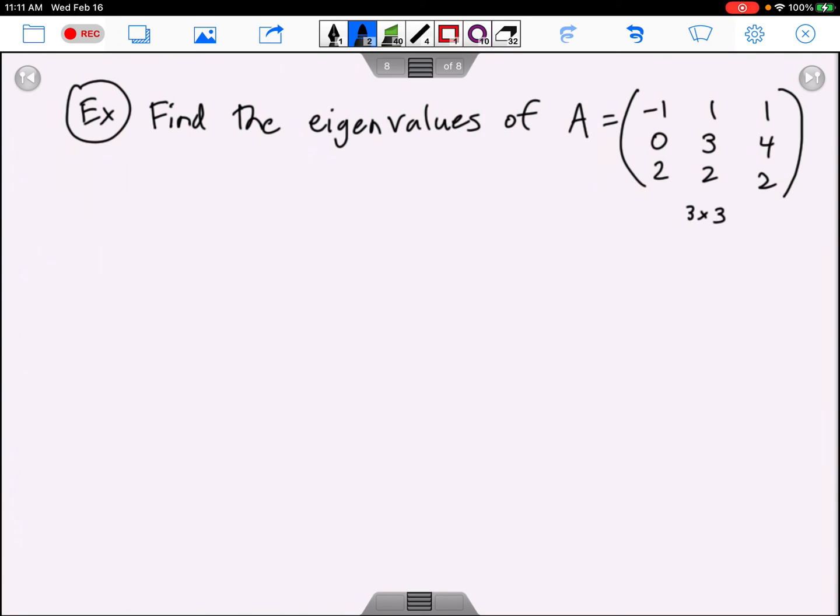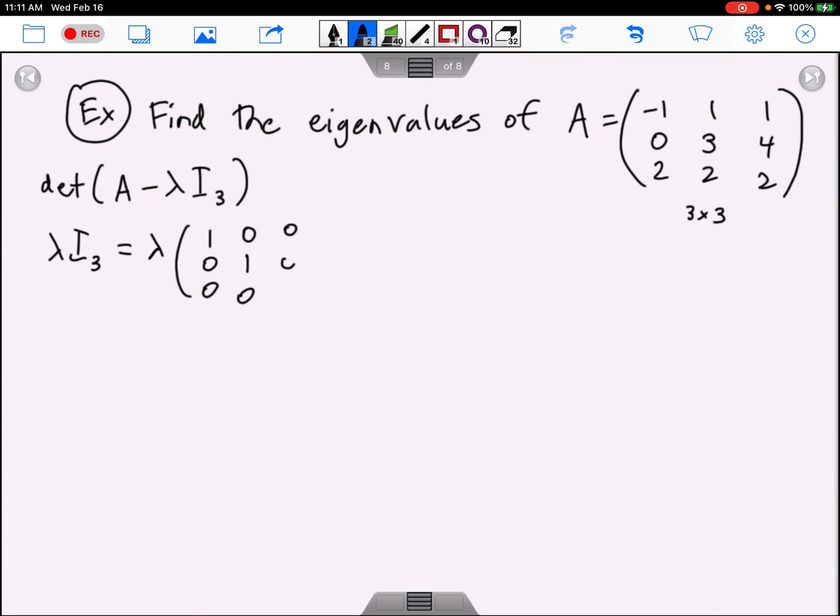This is a 3 by 3 matrix. And so I want you to remember we are trying to find the determinant of A minus lambda times the identity. In this case, we're going to use the identity of size 3. So let's figure out what this is. Let's start with lambda times the identity of size 3. Let me remind you, we don't normally write all this out, but because this is our first time, I want to show you where I'm getting stuff from.